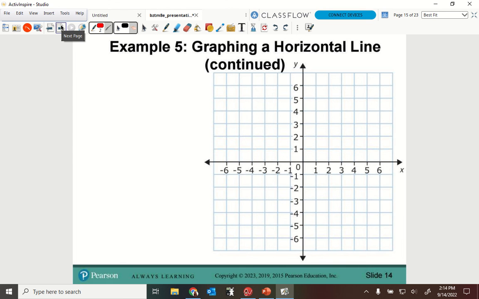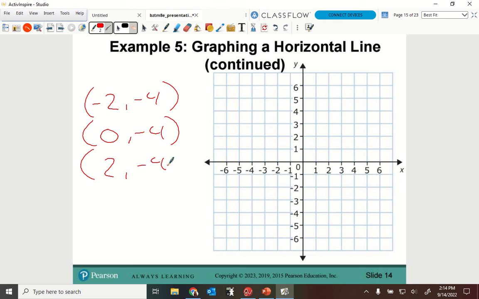So my points that I'm going to use are -2, -4, 0, -4, 2, -4. So -2, -4. Put a dot right there. 0, -4. Put a dot right there. 2, -4. Put a dot right there.